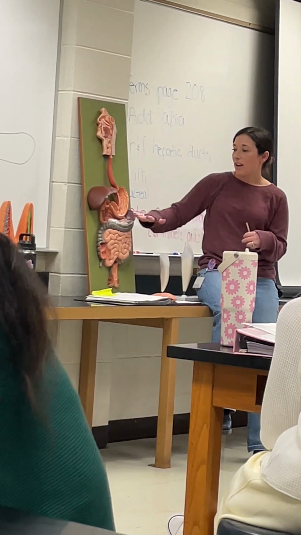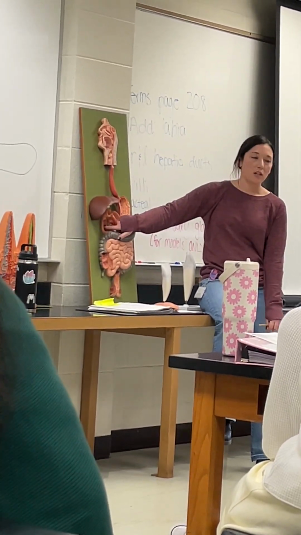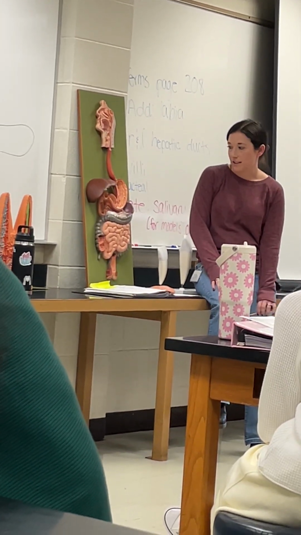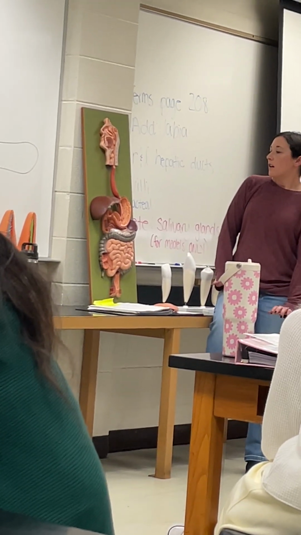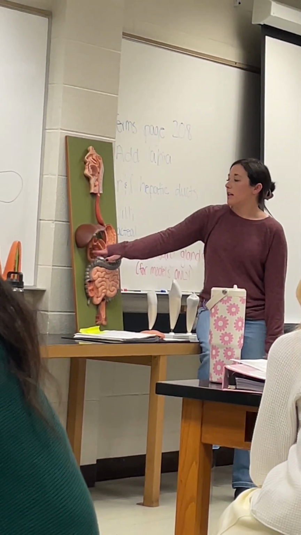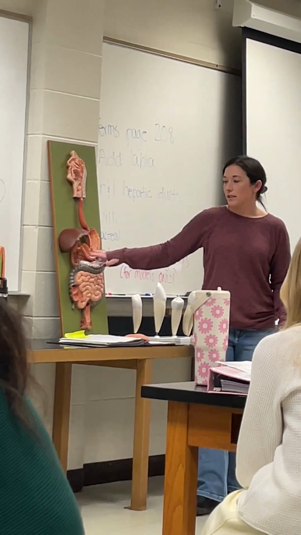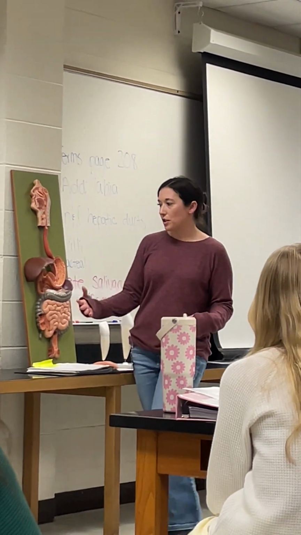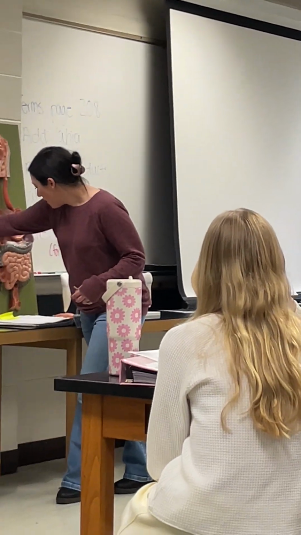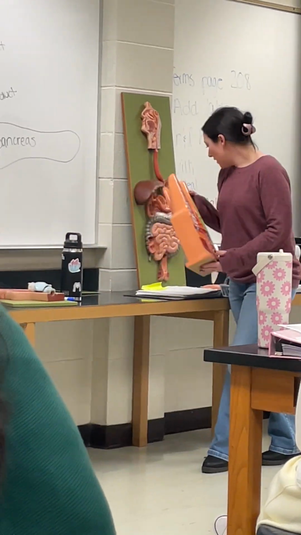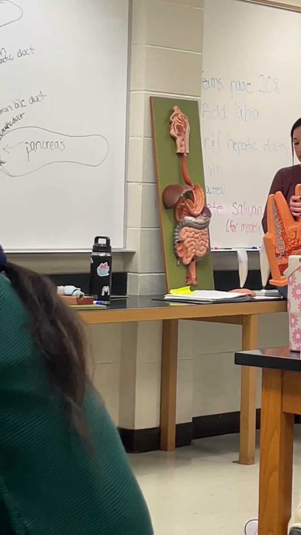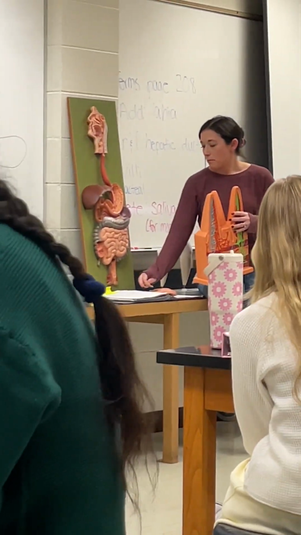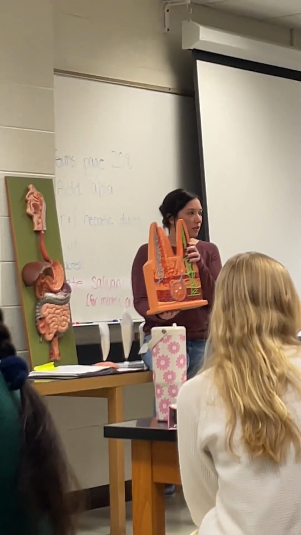The vast majority of absorption is going to happen in the small intestine, where you actually get the movement into the bloodstream. In order to allow that to happen, the small intestine has lots of folds, which increases the surface area. The structures that I had you add to the small intestine, the villi and the lacteal, both of those are shown on this model here.